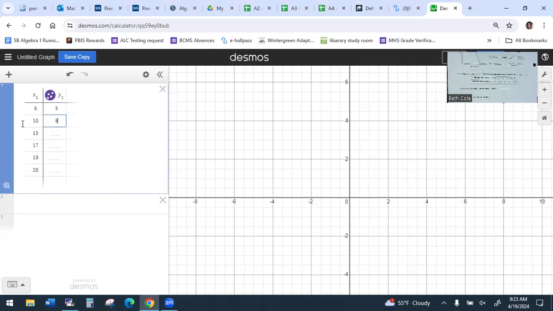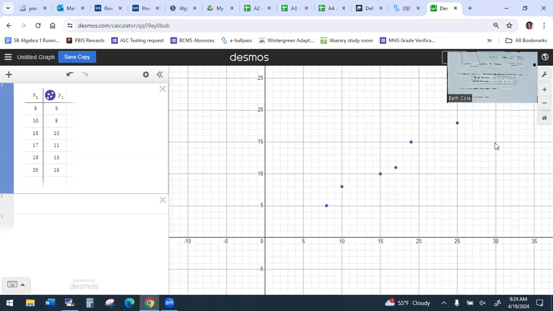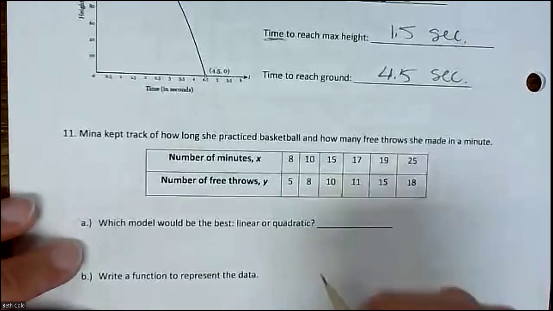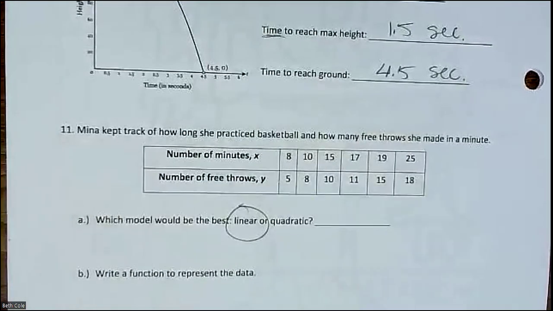All right. So I'm going to type these in. 11, 15, 18. All right. I don't see any points over here. So now what do I click? Good. Perfect. Is it a line or is it a U shape? It is a line. So we are going to, on our paper, choose linear. And then when I go back here to do the equation, because it's linear, what do I type?